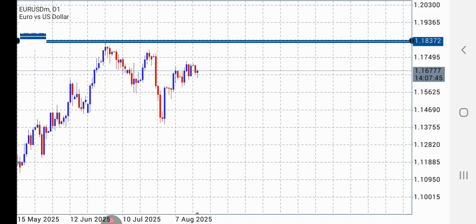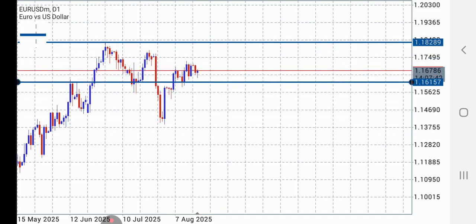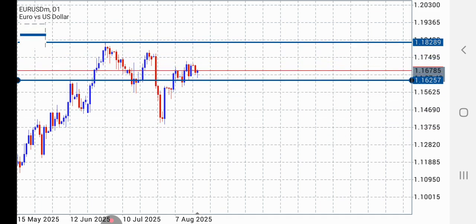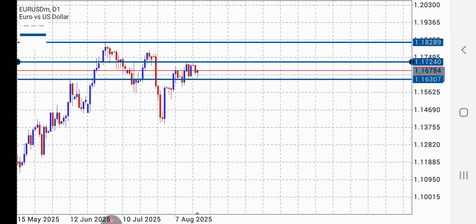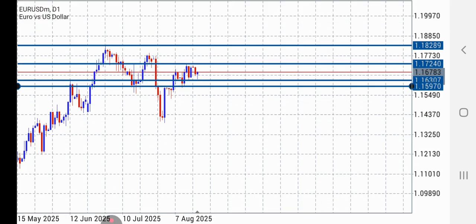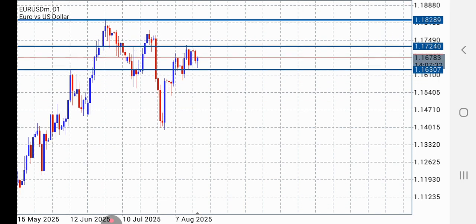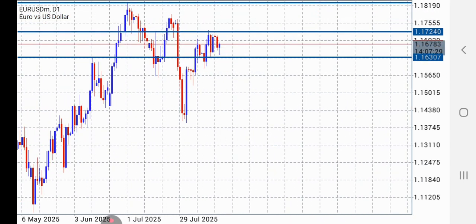So I see that we created that high there. I'm gonna also mark this previous high. I'm also gonna mark this current high too. And now we can see that we got all those highs, right?